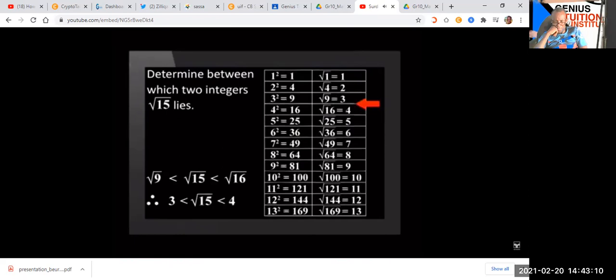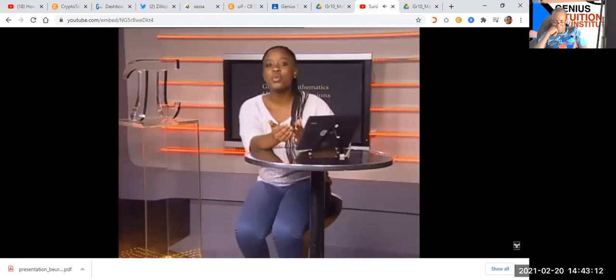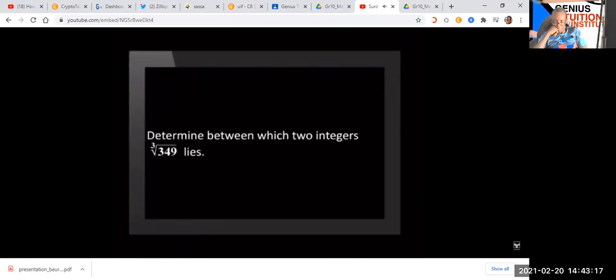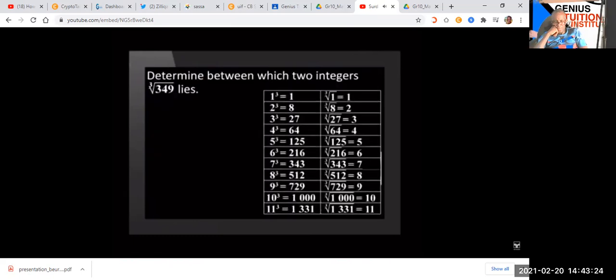We are able to find between which two integers the cube root of a number lies in a similar way. Determine between which two integers the cube root of 349 lies. If we look at the table of cubed numbers, we see that the cube root of 349 lies between the cube root of 343 and the cube root of 512. This means that the cube root of 349 lies between 7 and 8.